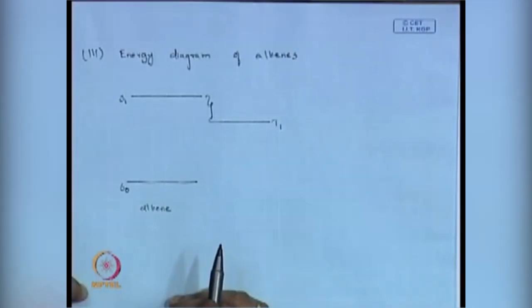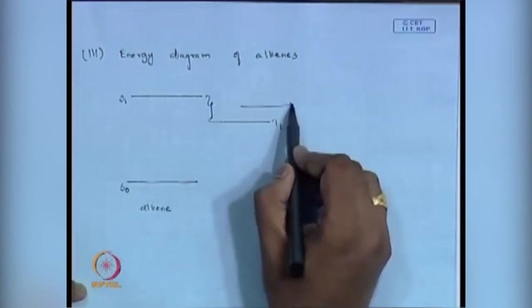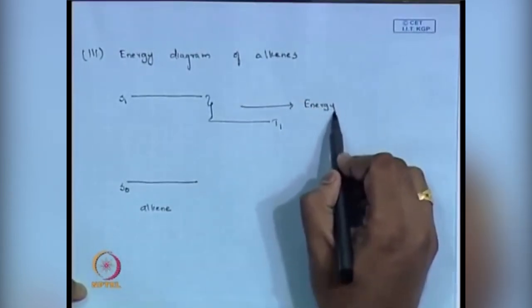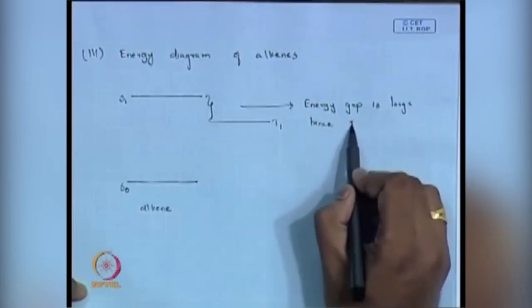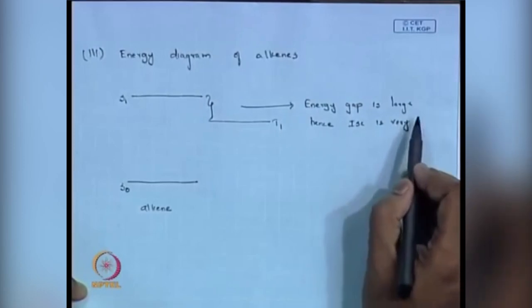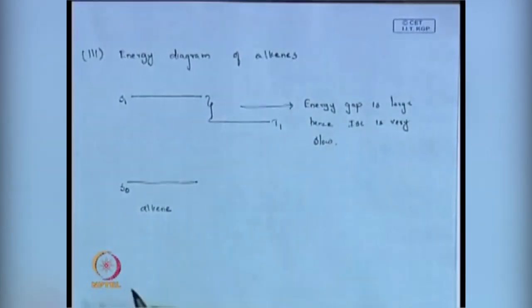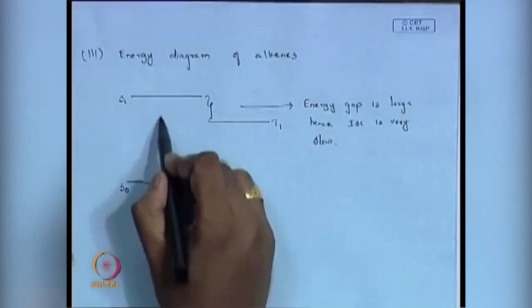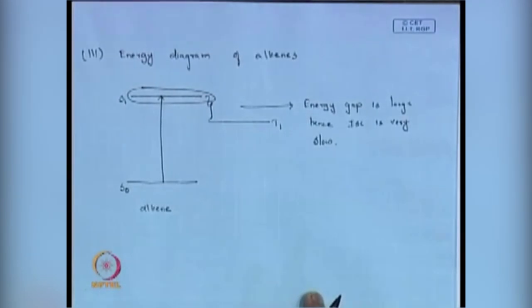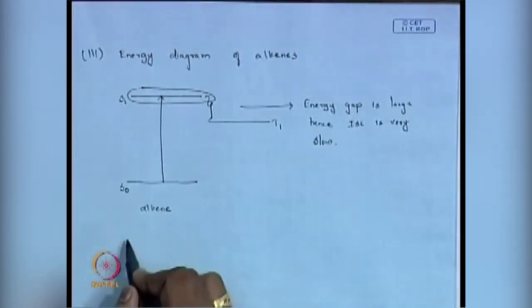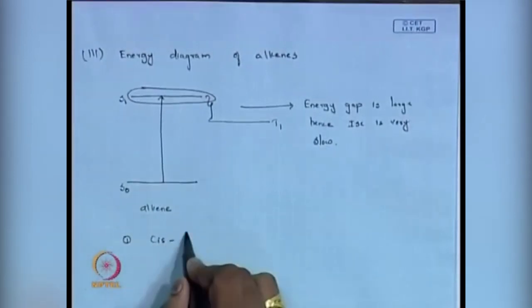So, what does it say? It says that my intersystem crossing will be very slow, right. The energy gap is large, so intersystem crossing is very slow. So, this can be one observation. Then if I take my alkene and do the chemistry, I am going to see chemistry only from the singlet, okay. So I am going to see my chemistry only from the singlet. What chemistry happens from the singlet basically? Just now we saw cis trans, right?